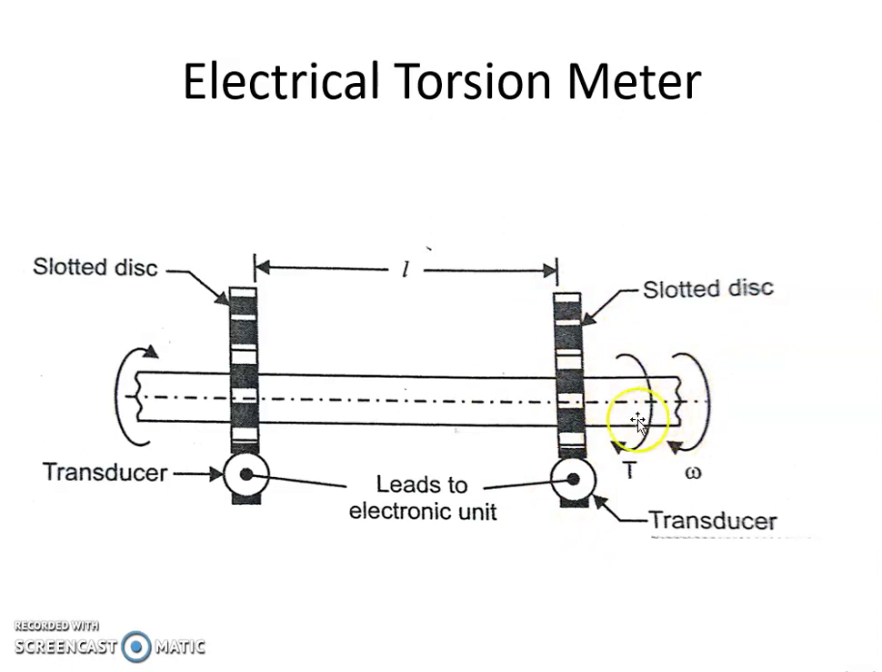Now when the shaft rotates, since the disc is coupled to the shaft, the disc also rotates. The opaque portion and the slotted portion of the disc come alternately in the path of light. When the slotted portion comes in the path of light from the source to the sensor, the light passes through the slot and falls upon the sensor, and the light sensor produces a pulse whenever the light falls on it.